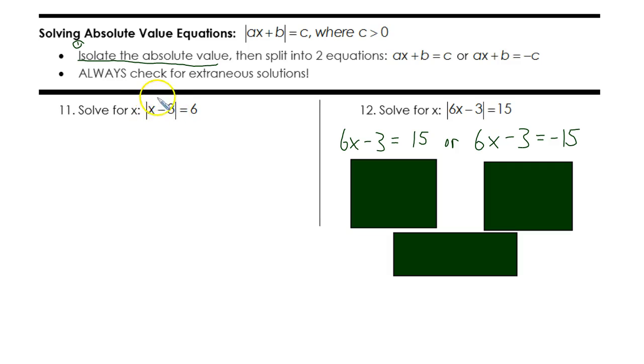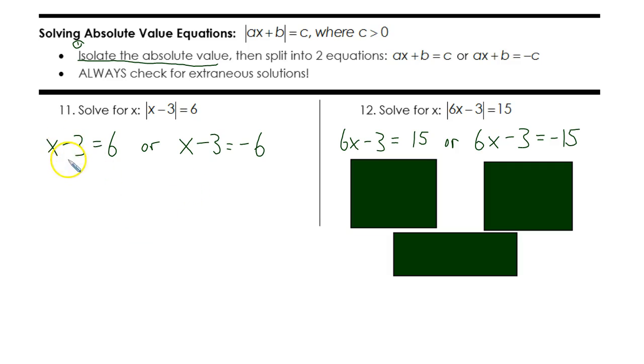Since what is inside the absolute value bars always comes out to be positive, whether or not the inside is positive or negative, we are going to split this equation, for example, in number 11, to be x minus 3 equals positive 6, because whatever x minus 3 is, if it were equal to positive 6, the absolute value of positive 6 is 6. Or we can have x minus 3 equals negative 6, because whatever this is, if it's equal to negative 6, the absolute value of negative 6 is positive 6, and that would also be true. So you're going to end up solving two different equations.